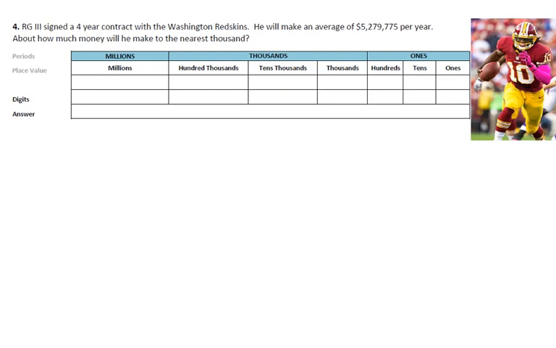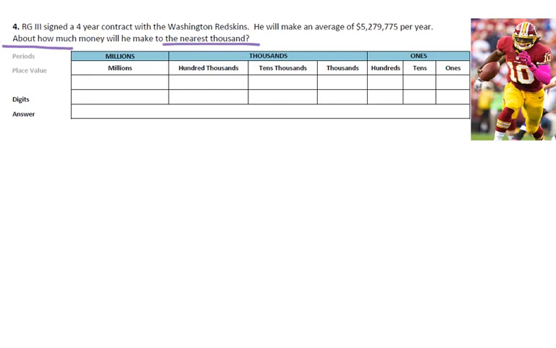Number 4. It says that RG3 signed a 4-year contract with the Washington Redskins. He will make an average of $5,279,775 per year. If you didn't know, that is a lot of money. About how much money will he make to the nearest 1,000? Well, they told us the place value they want us to consider. And look, they use this phrase again, about how much. That tells me they don't want an exact answer. They want an estimate. They want a rounded number.